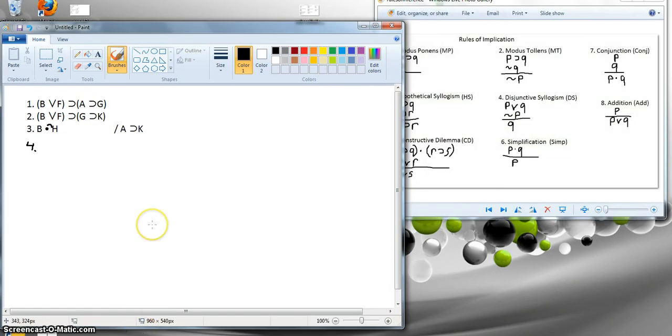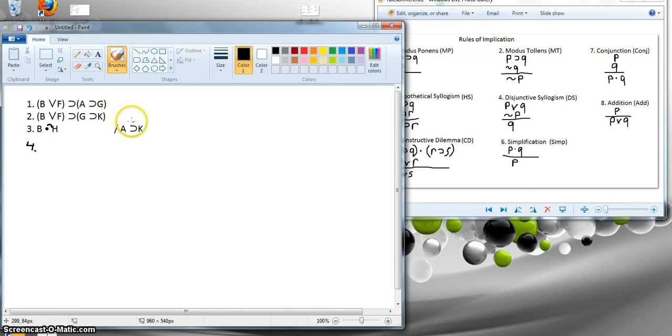Okay, so we have if B or F, then if A, then G. If B or F, then if G, then K. B and not H. If A, then K is the conclusion. Alright, so you want to just start talking it out. Now, if it's a conditional that's a conclusion, maybe you can use a hypothetical syllogism somewhere. Because you see over here the conditional is a conclusion too.